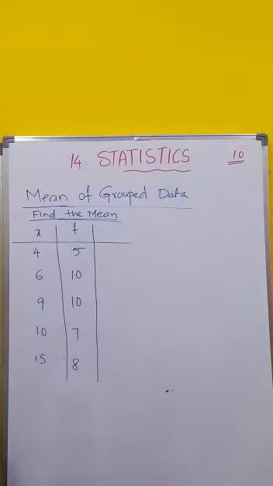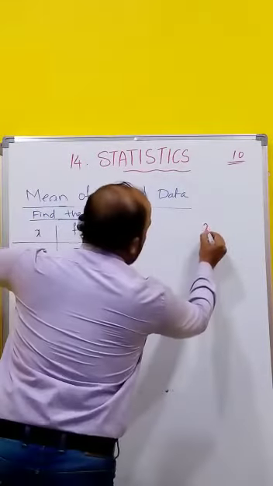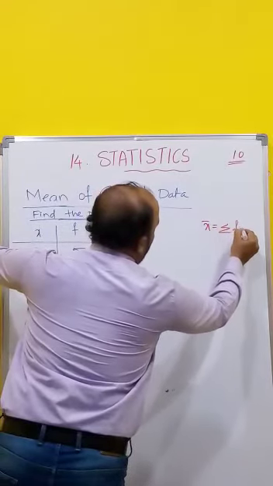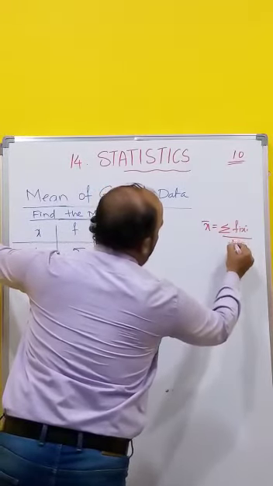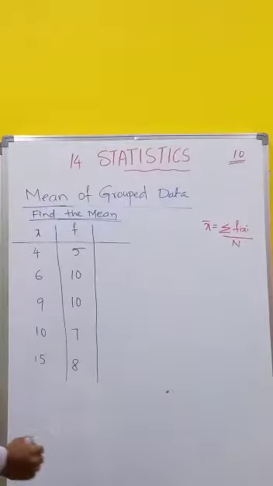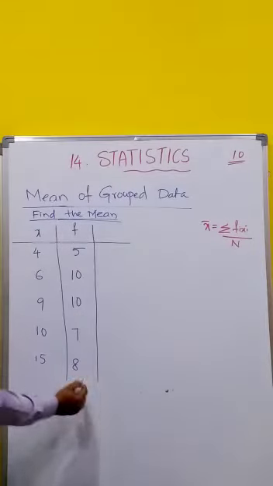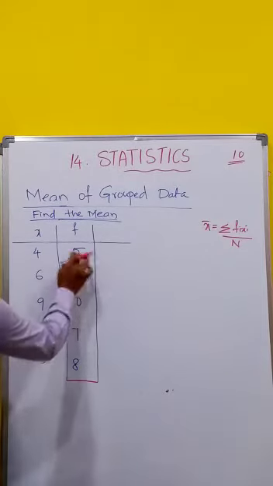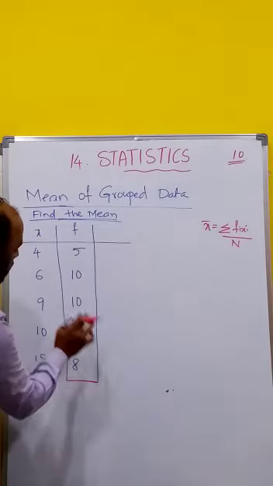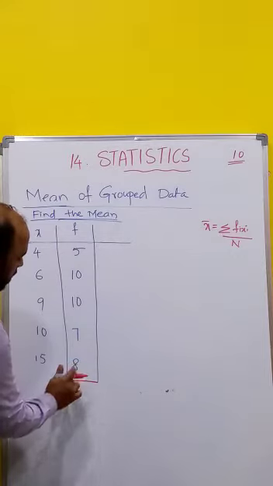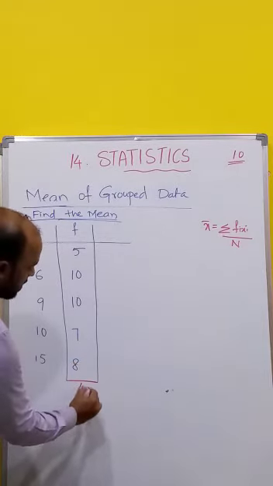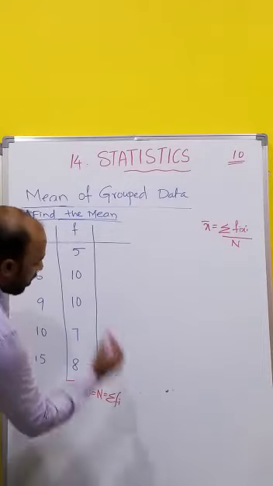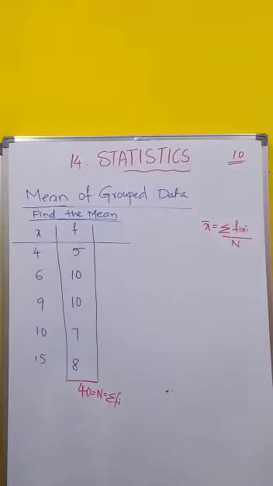Just now we know the formula. What is the formula? X bar is equal to sigma fi xi divided by n. N is nothing but the total number of observations. First add these: 10 plus 5, 15, 25, 32 and 40. This is the n, or you can say sigma fi also. That is the total number of observations.